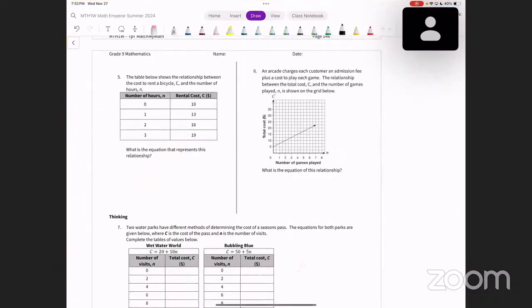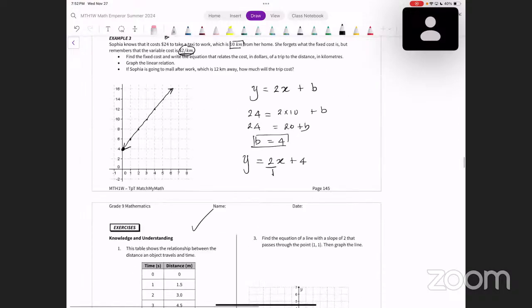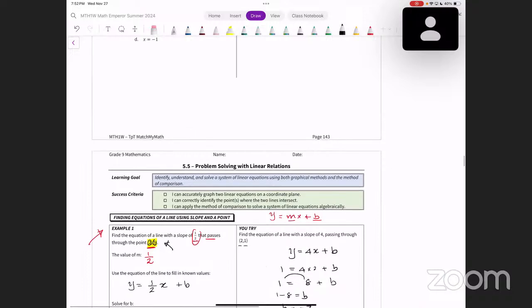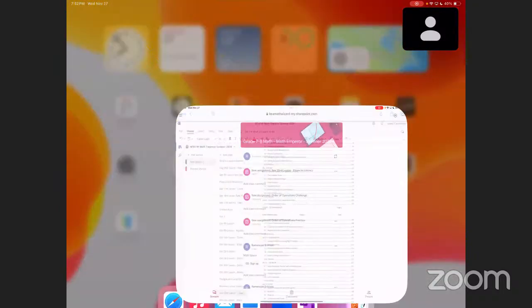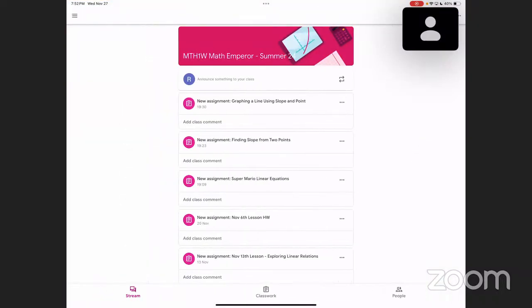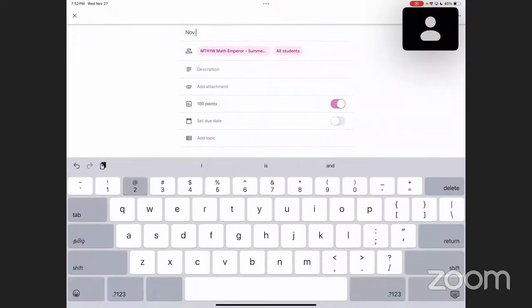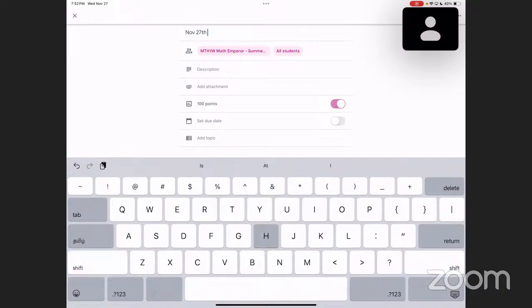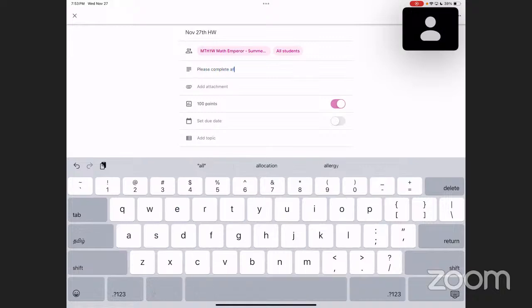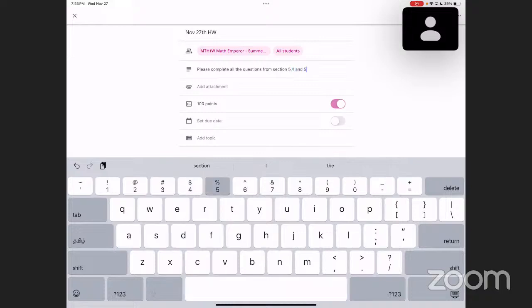All right, so your homework for this week is both the 5.4 lesson and the 5.5 lesson, isn't it? Are you seeing that? Let me make that post. I'm not done yet. Some of you are packing up, so I'm not sure what the plan is. I'm going to say here, classwork, November 27th, homework: please complete all the questions from section 5.4 and 5.5.